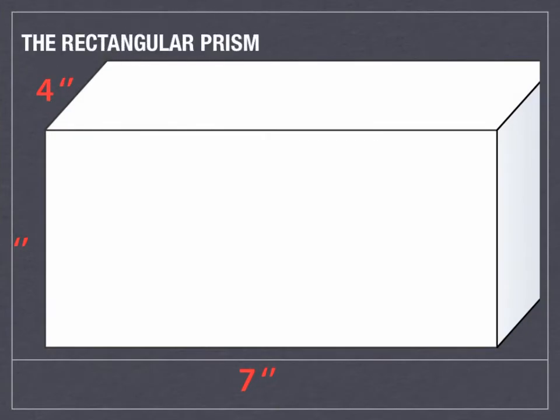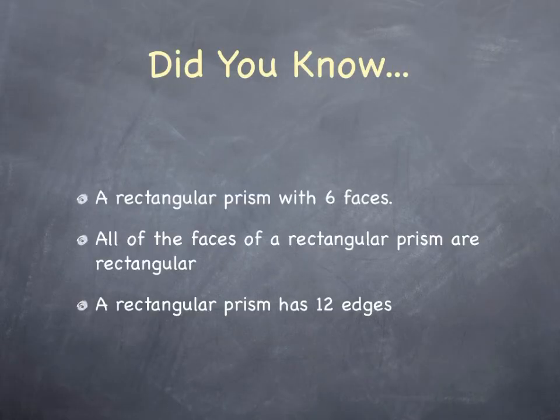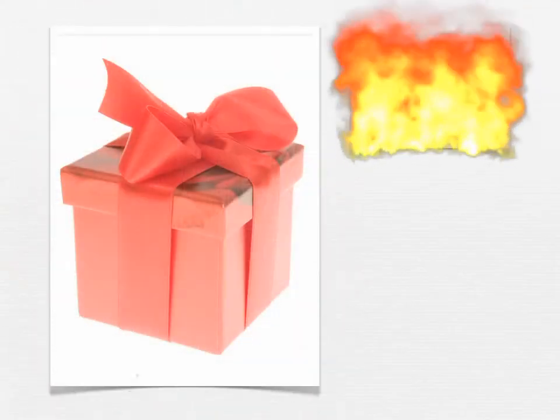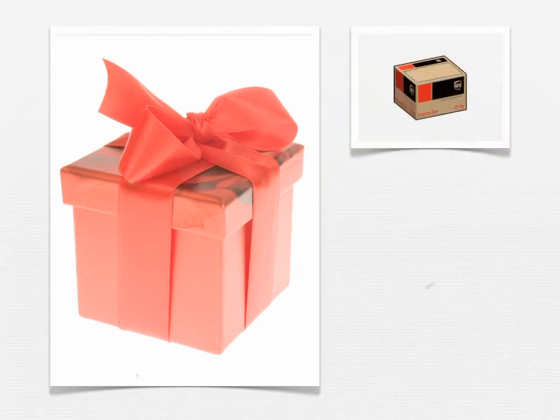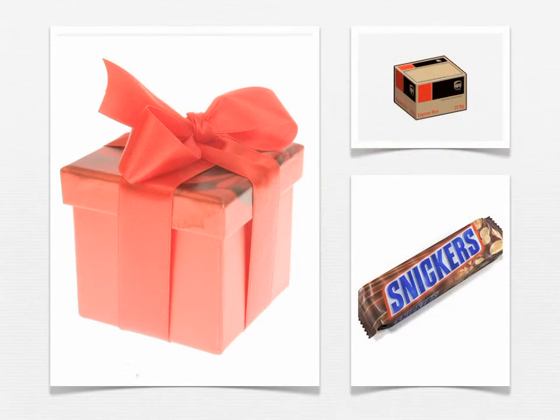The rectangular prism. Did you know a rectangular prism has 6 faces? All of the faces of a rectangular prism are rectangular. And a rectangular prism has 12 edges. Some examples are a present, a UPS box, and a Snickers bar.